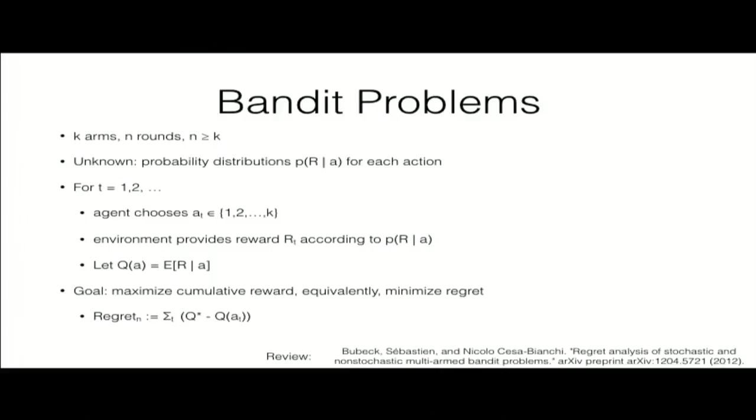And so the process that the agent goes through is every time step, the agent chooses an action, and then the environment samples a reward according to this distribution, depending on that action. And our goal is we want to maximize the cumulative reward obtained by the agent, the expected cumulative reward, which is equivalent to minimizing regret, which is just your cumulative suboptimality of the actions you take.